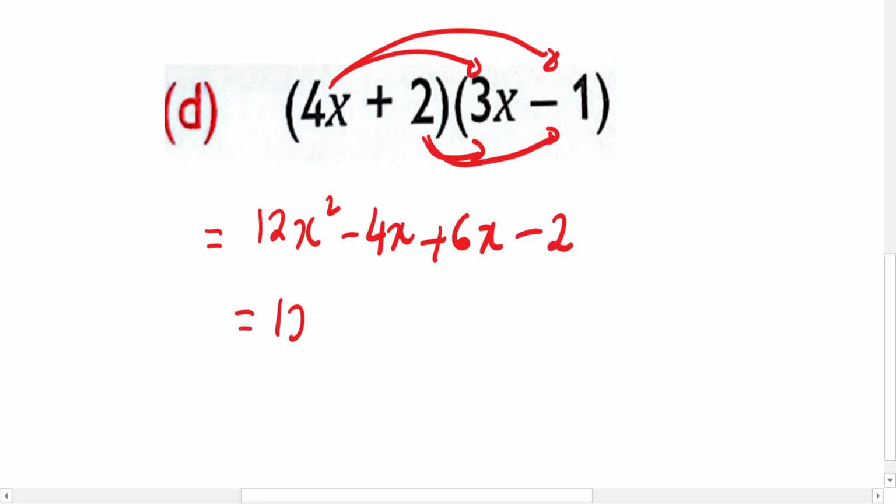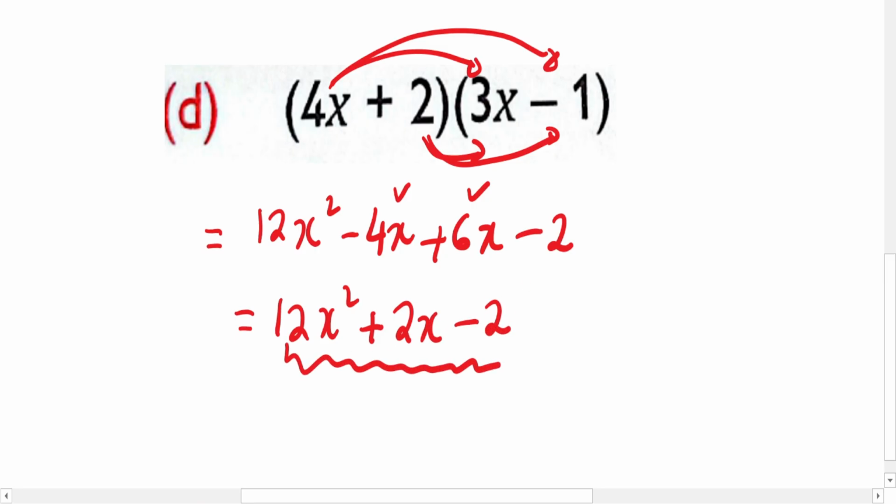Collect the like terms just like we said, which are the ones at the middle. Negative 4x plus 6x, okay, will give you plus 2x, then minus 2. And the answer obviously is going to be this. If you use the other method, it will also give you the same. Just try it out and you see the same exact answer.